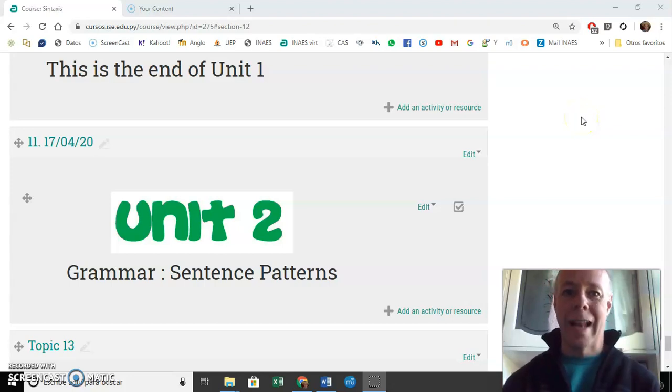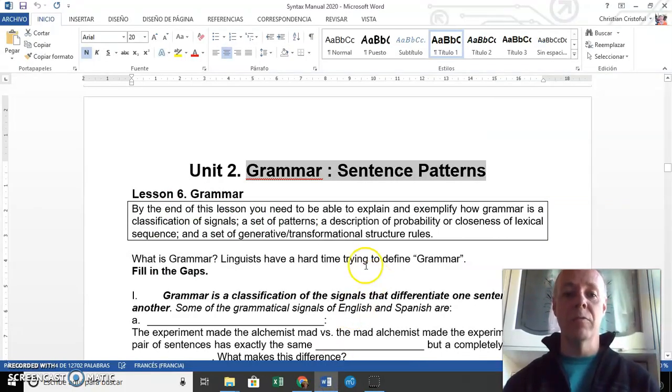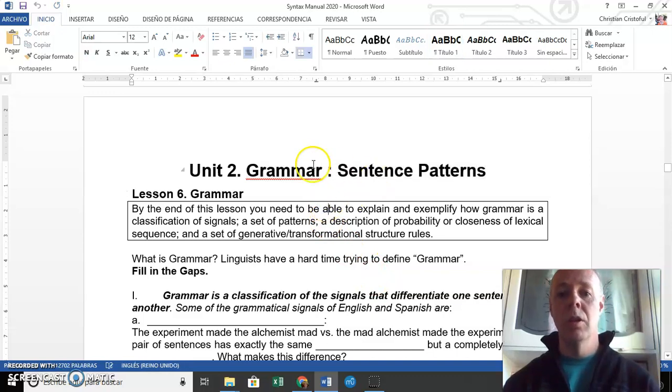Welcome to a new class. Today we're going to cover Unit 2, which has to do with grammar and sentence patterns. So you need to open your manual, Unit 2, Grammar, Sentence Patterns. This is page 14, I think. I guess it's 14. Okay, and this is lesson 6, Grammar.